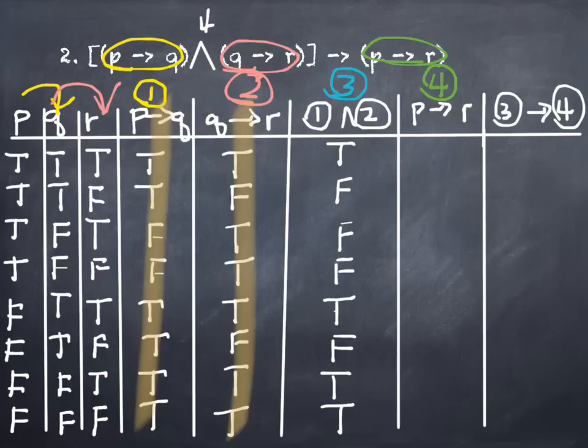Now I need P arrow R. That I did in blue. Okay, so P arrow, no, I did in green. Let me get my right color. I did P arrow R, so we're doing this one right here in green. From the first column to the third column there: true, true is true, false is true, true, false is, and the last four start out false, so they're all true.